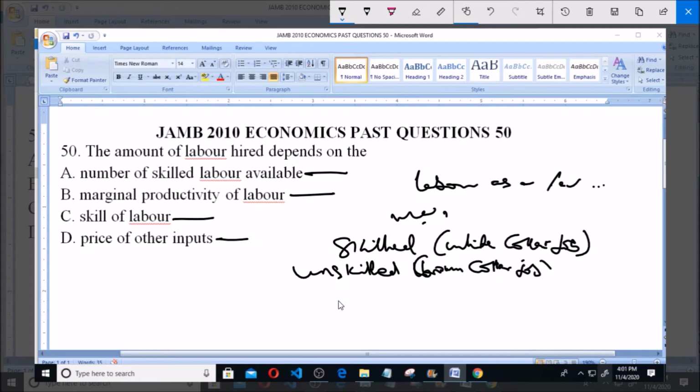So the following is the importance of labor. They include provision of personnel, provision of goods and services, operation of machines. It influences other factors of production actively.